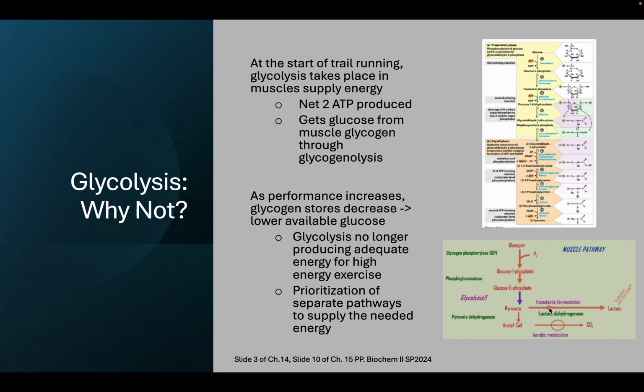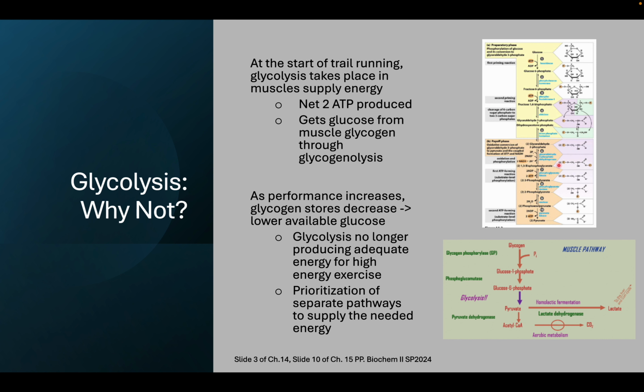Glycolysis is not just gone when it comes to trail running. In the beginning of trail running, you heavily depend on glycolysis, either through the intake of glucose beforehand or by glycogenolysis. Your muscle glycogen storages will start to be used to produce glucose 6-phosphate in order to go through glycolysis and produce a final product of pyruvate, to go to either lactate or acetyl-CoA.